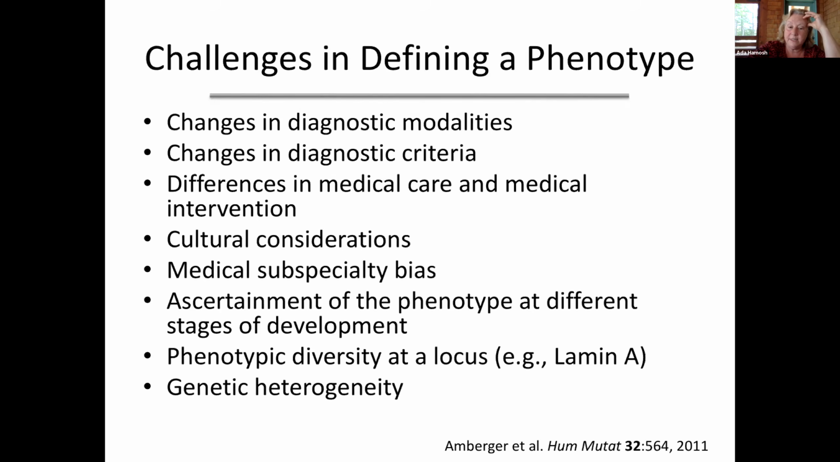Ascertainment of the phenotype at different stages of development. Obviously, if you're reporting several newborns, you have no idea what they're going to look like at 5 or 10. And then somebody reports a group of patients who are 10 years old, and it isn't clear that they have the same exact condition that these newborns had, because they don't look the same anymore. They're not acting the same. They don't have the same set of problems. Phenotypic diversity at a locus, and genetic heterogeneity.